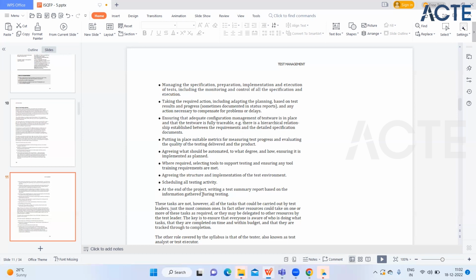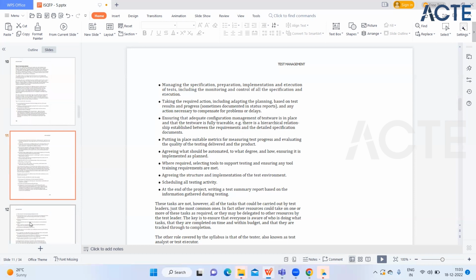At the end of the project, writing a test summary report based on the information gathered during testing. So at the end of testing or at the end of the project, they have to provide the test summary report to all the stakeholders and project managers, like this is the kind of testing we have done in this phase. So all these responsibilities are included in the test lead role. They have to manage everything, the whole testing team. Okay.